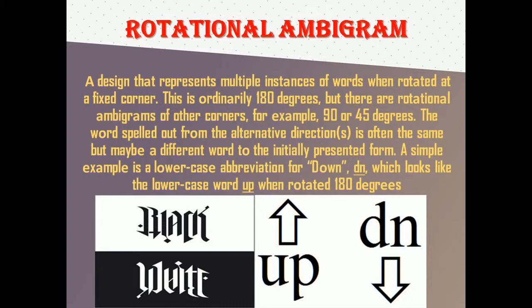The first type of ambigrams involves rotational ones. A rotational ambigram is a design that represents multiple instances of words when rotated at a fixed angle. This is ordinarily 180 degrees, but there are rotational ambigrams of other angles, for example, 90 or 45 degrees. The word spelled out from the alternative directions is often the same, but may be a different word to the initially presented form. A simple example is a lowercase abbreviation for down, DN, which looks like the lowercase word up when rotated 180 degrees.